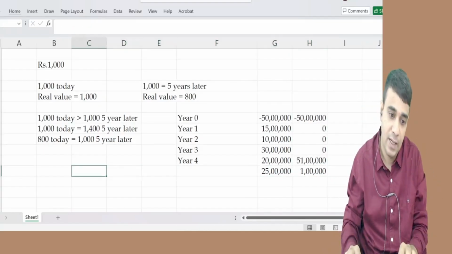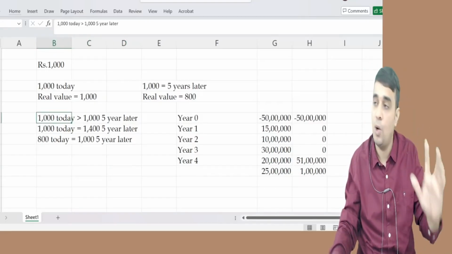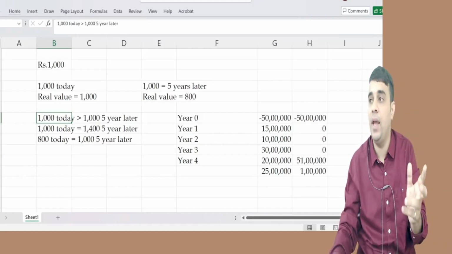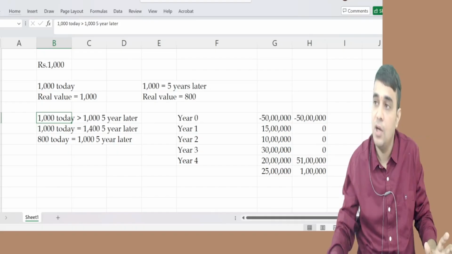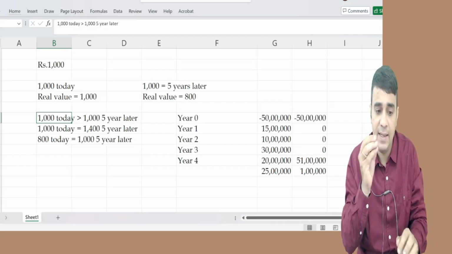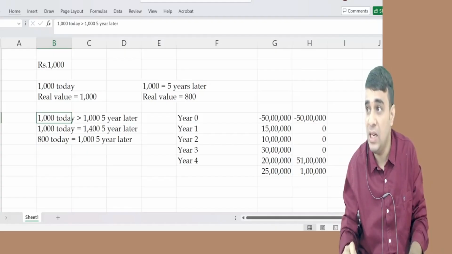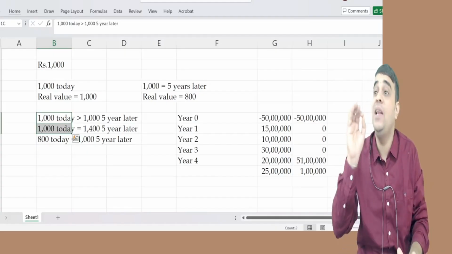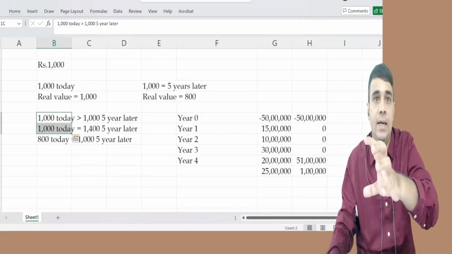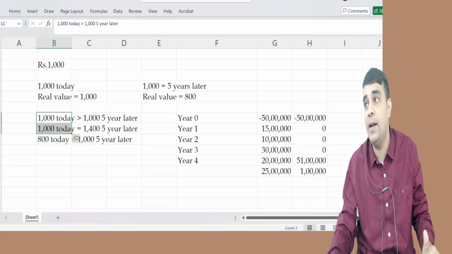And what does the concept say? 1000 today is greater than 1000 five years later. Or 1000 today is equal to 1400 five years later. Or 800 today is equal to 1000 five years later. So different conclusions can be made. If somebody says I invest 1000 and I get back 1300 five years later, I lost 100 rupees. How did I lose 100 rupees? 1000 today, I get back only 1300, whereas 1000 today is worth 1400 five years later.